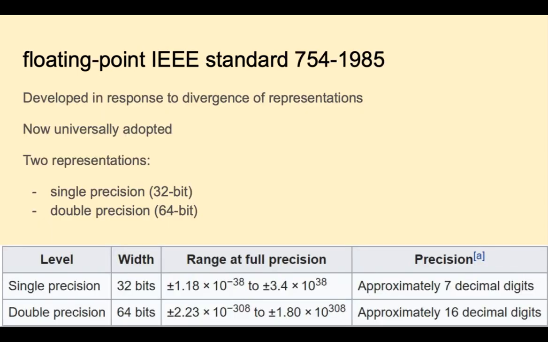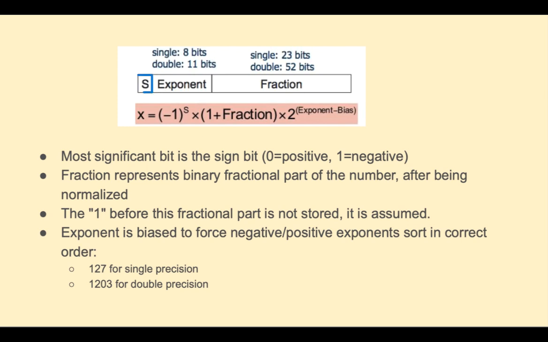There is a standard, IEEE 754, that's universally adopted. This standard defines how to store single and double precision, and we see the ranges of numbers that can be stored in this representation. The format first has 1 bit for the sign, 0 for positive, 1 for negative, then a biased exponent, 8 bits for single precision, 11 for double precision, then the fractional part, 23 bits for single precision, more than double that, 52 bits for double precision.